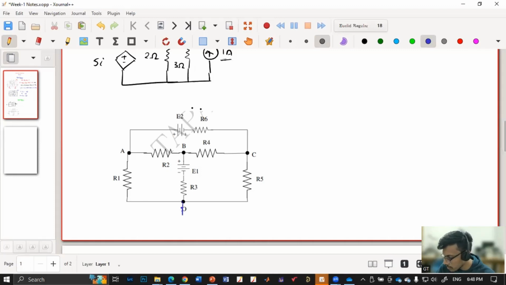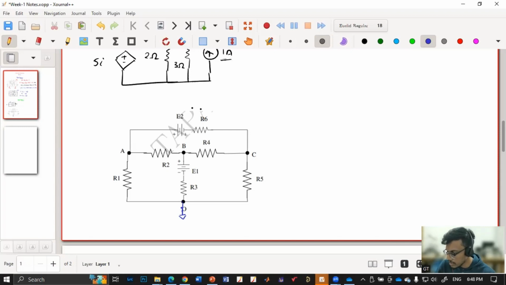So this I have considered ground. So in nodal analysis, we'll be applying Kirchhoff's current law. Kirchhoff's current law says any amount of current that is entering a node will also be leaving. So here I am free to choose current directions. So I'll be randomly choosing some current direction.